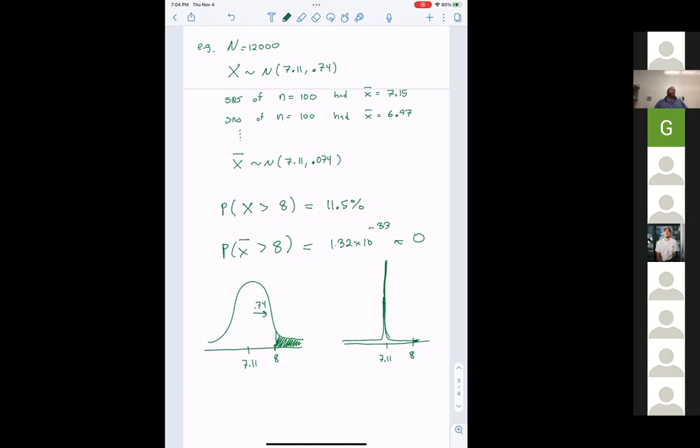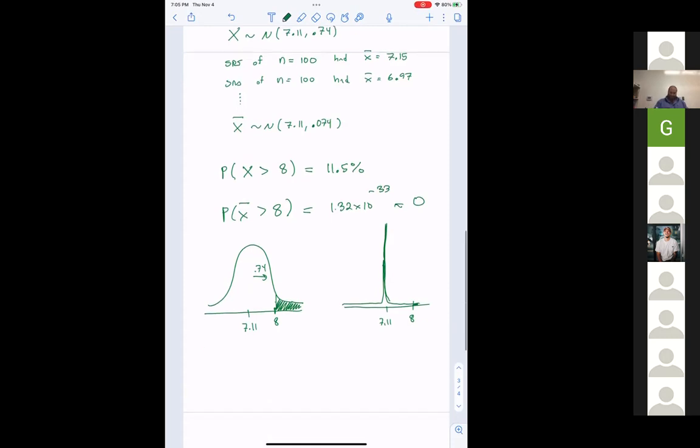How likely is it if I take 100 people, each one individually having an 11.5% chance of being past 8, that 50 of them will be past 8? It's pretty unlikely. It's negligible. That's the whole idea of taking samples: when you change the deviation to make it smaller, rare outcomes become even more rare. This is the whole idea of the law of large numbers. This is it. Does that make sense?